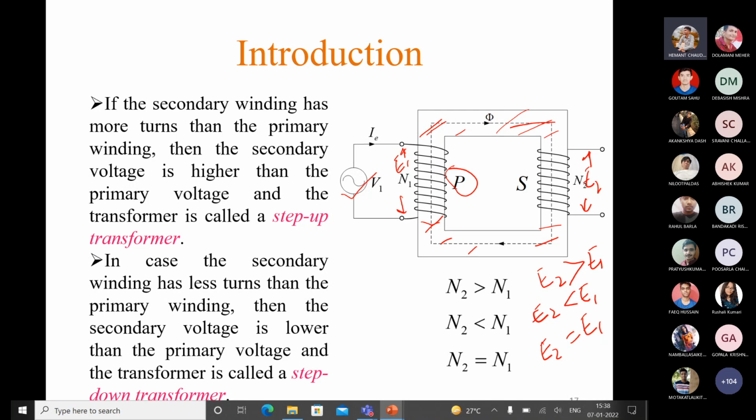So this is another application of this transformer, where we require to isolate two electrical circuits electrically. That means there will be no electrical connection, but it has to be supplied by some voltage source. So in that case we can use this kind of transformer, which is known as an isolation transformer.